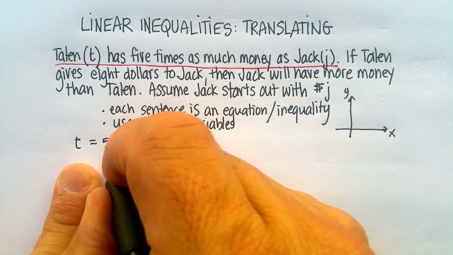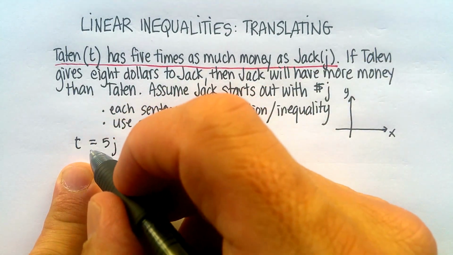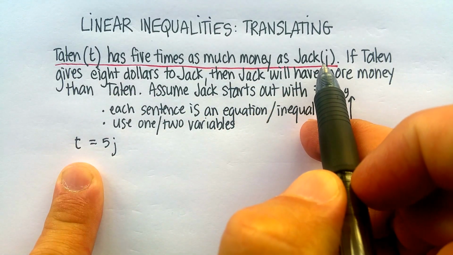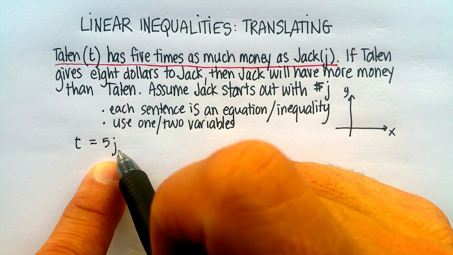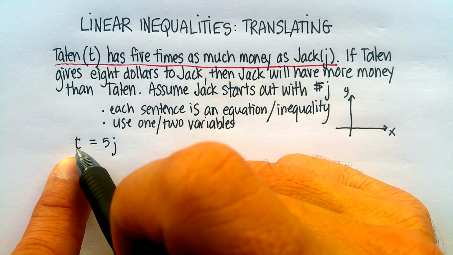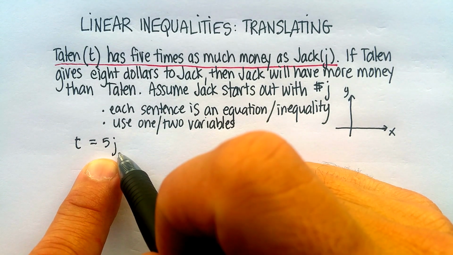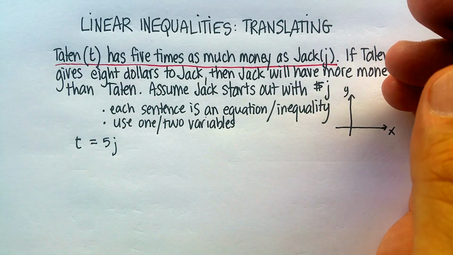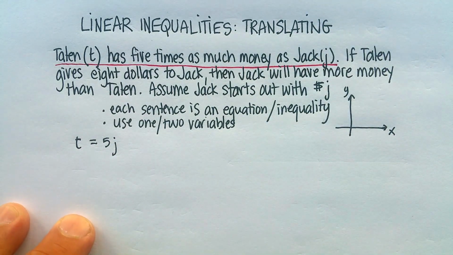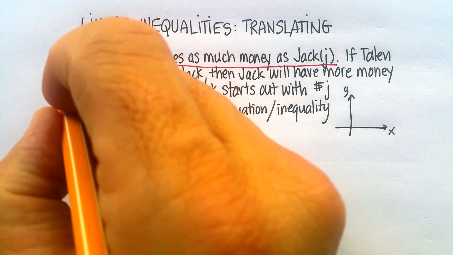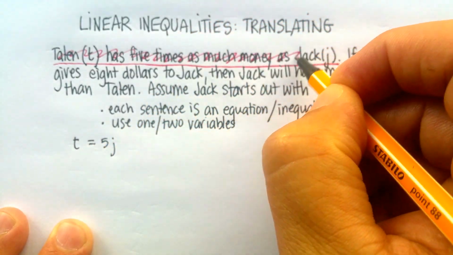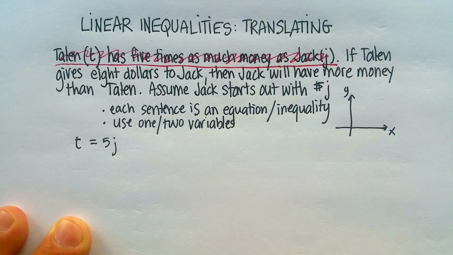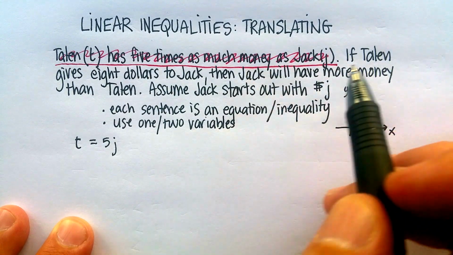So 5J. T is equal to 5J, and that would make some sense. If Tayden has $5, that means that Jack would have 1, right? If Tayden has $10, that means that Jack would have 2, etc., etc. So what we've done here is we just translated our first equation. Now, it wasn't an inequality, but again, don't worry about that. Sometimes it's a combination of inequalities and equations.